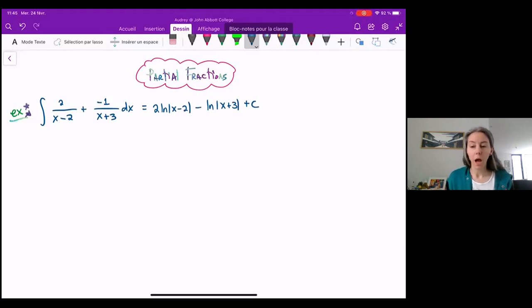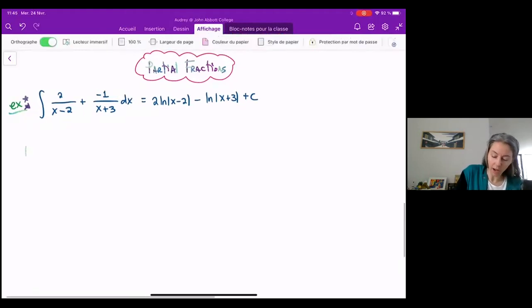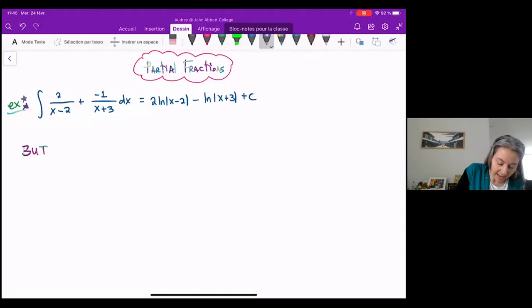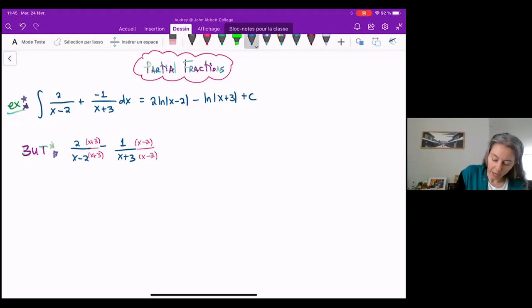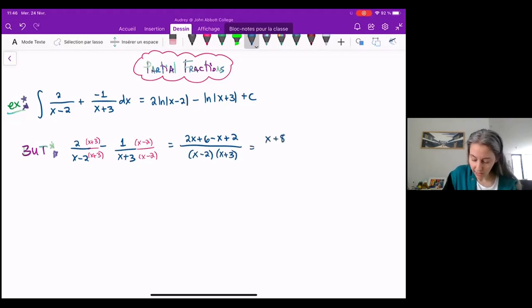Really straightforward. What if, though, instead of being given it in that way, we were given it as an added fraction? So in other words, if I have 2 over x minus 2 minus 1 over x plus 3, we know how to add fractions. So I'm just going to do x plus 3 over x plus 3, x minus 2 over x minus 2. And I'm going to end up here with 2x plus 6 minus x plus 2 over x minus 2 times x plus 3, which is equal to x plus 8 over x squared plus x minus 6.